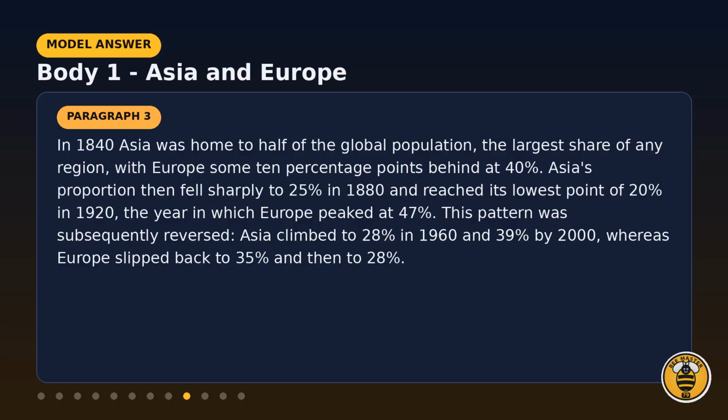Body paragraph 1. Asia and Europe, side by side. Watch how the figures are grouped rather than listed. Half of the global population, then 25%, then the low point of 20 against Europe's peak of 47, and then the reversal after 1920 in a single sentence with the word whereas doing the comparing.